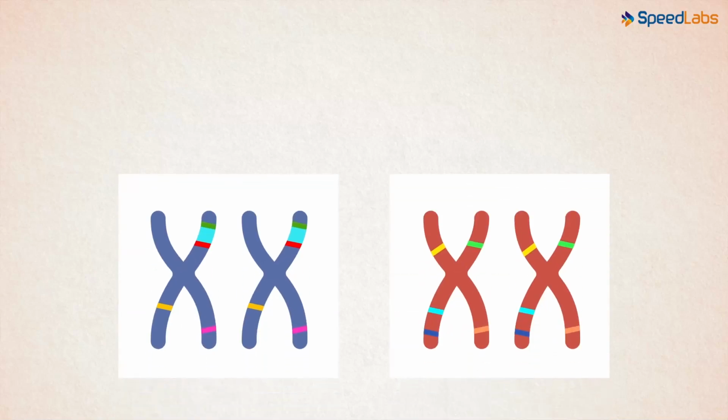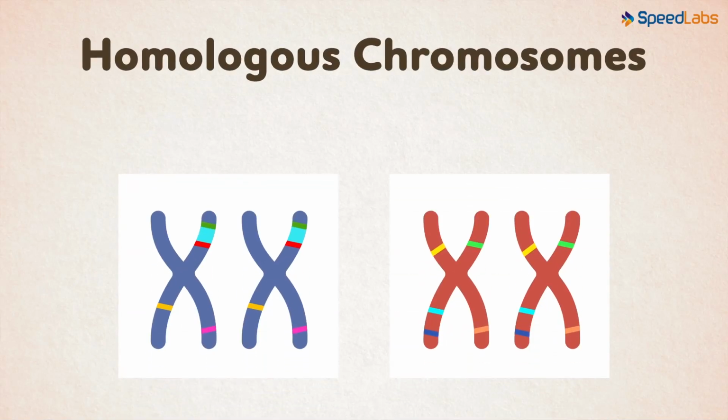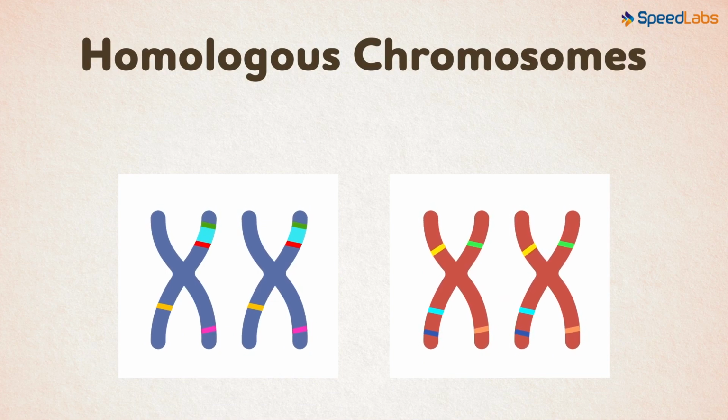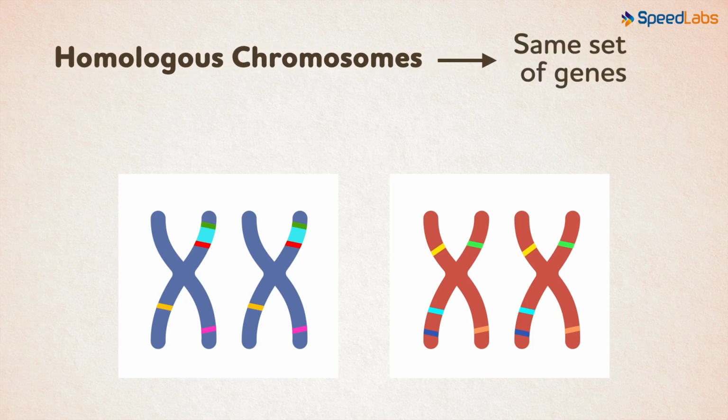Here, we have two pairs of homologous chromosomes on our screen. By now, we know what homologous chromosomes are. Each pair of chromosomes has the same color. But in reality, chromosomes do not come in colors. So how do we know whether they are homologous or not? They are homologous if they have the same set of genes.